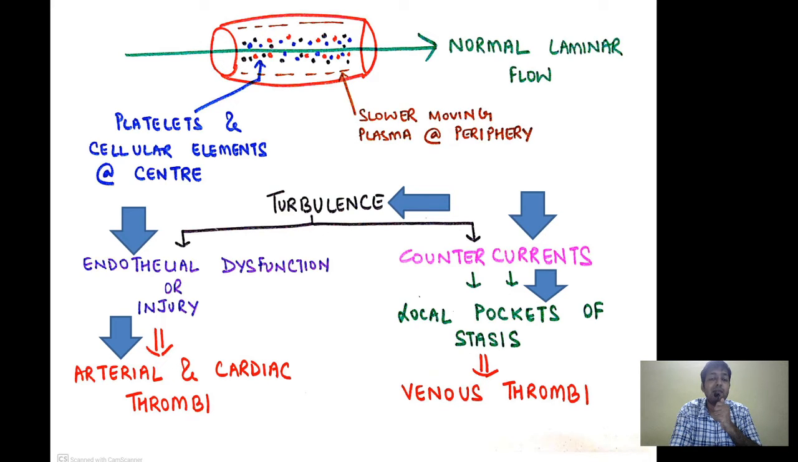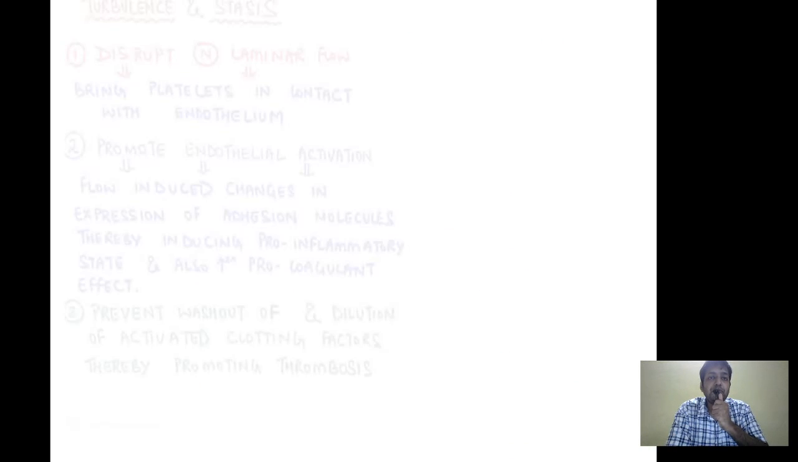So what is the meaning of stasis? What is the meaning of stasis? Stasis means a basic area, a basic place where the blood has stopped flowing and it is just present. It is just still and standing. So whenever there is creation of local pockets of stasis, it will ultimately lead to formation of a venous thrombus. Okay, venous thrombus. Now moving ahead.